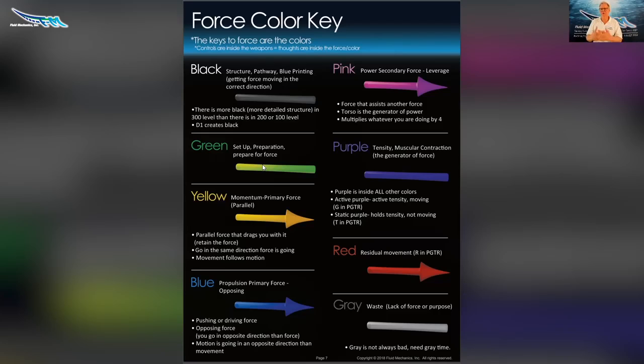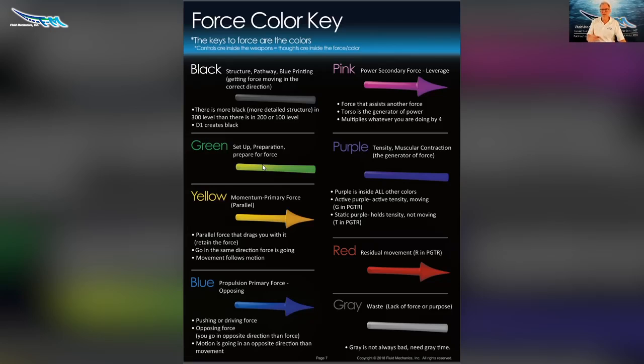Pink is what we call power. It's a secondary force, and we call it leverage. We're using that leverage, also known as power. It's a force that assists another force. It isn't yellow, but it makes yellow more yellow. It isn't blue, but it makes blue more blue. It might be pink, and it's helping another pink thing. So it's helping other things. It assists another force.